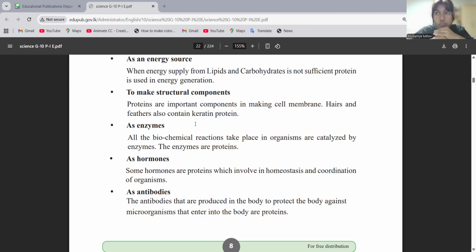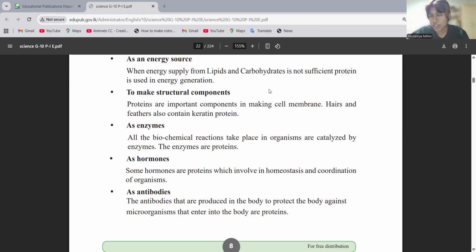Then as hormones, you know that in your body there's a lot of hormones, right? That it stimulates various processes. So here we can see involving homeostasis and coordination of organisms. So hormones are a really important part in our body. Hormones are kind of proteins made by CHON. What is CHON? Carbon, hydrogen, nitrogen, and oxygen.